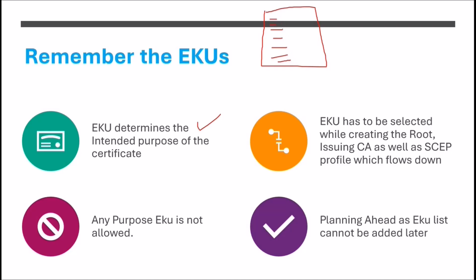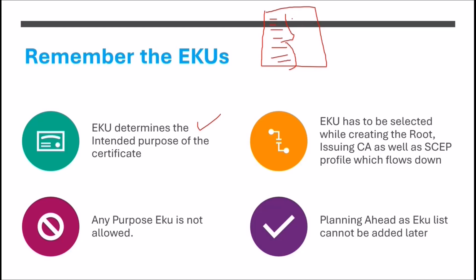Out of these 10 EKUs, you selected only the first 4 of them, which means that the CA can issue certificates with these 4 EKUs only. So tomorrow, if you want to add 3 more EKUs, you cannot do that. You will have to create a new CA again.